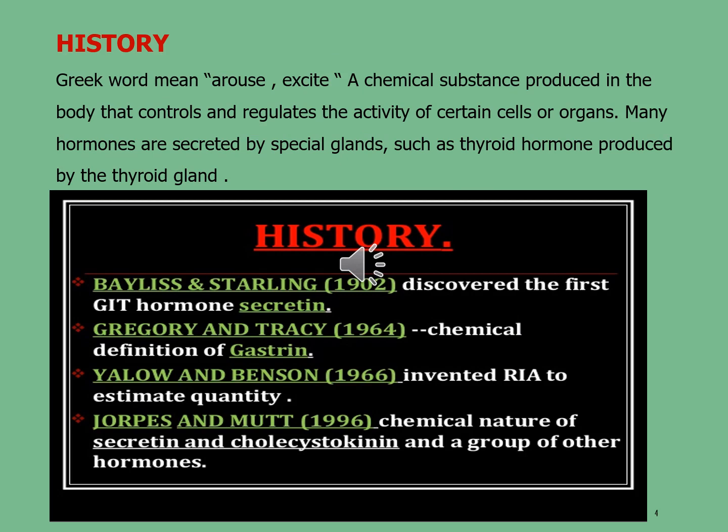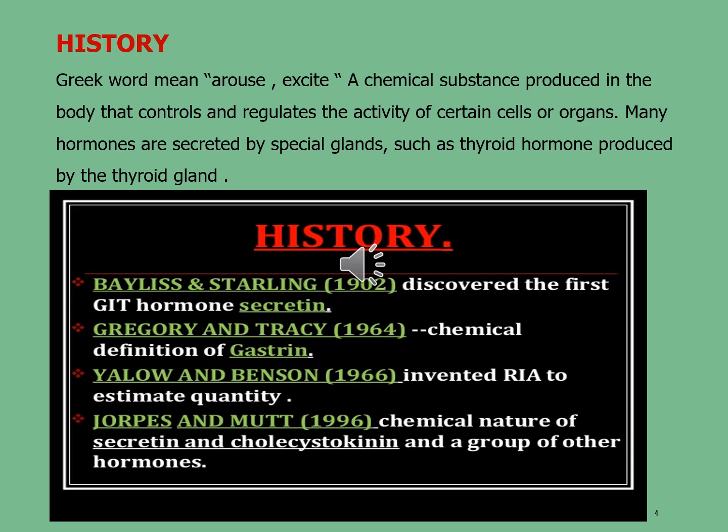Hormone is a Greek word meaning arouse, that is, excite. It is a chemical substance produced in the body that controls and regulates the activity of certain cells or organs. Many hormones are secreted by special glands, such as thyroid hormones produced by the thyroid gland.